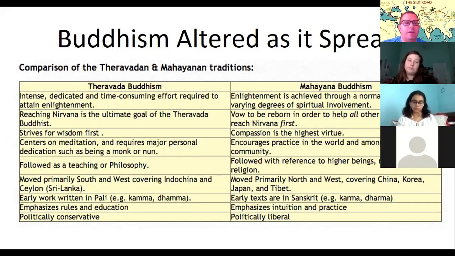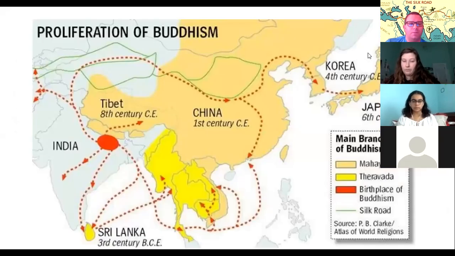Now, this chart right here, I'm not going to go through the whole thing with you, but it gives you an idea of how Buddhism changed as it spread. You have the more traditional form of the Buddhist faith, which is Theravada Buddhism, and then you have the more liberal, newer form of Buddhism, which is Mahayana Buddhism. And you can see, looking at that chart, some of the distinctions between the two forms of the faith.